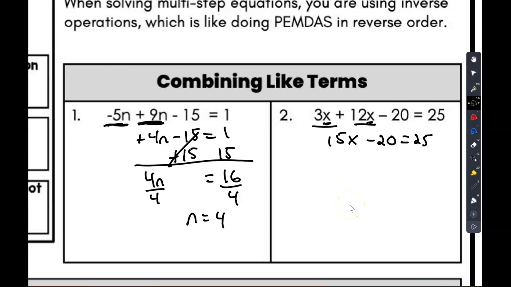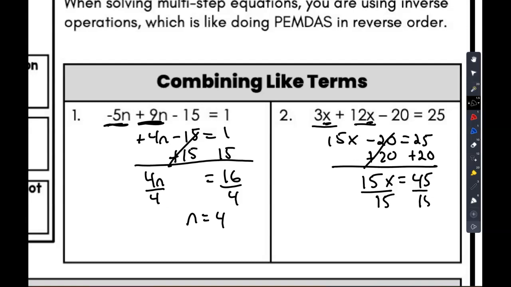Now it's just a regular two-step equation. We're going to add 20 on both sides. These 20s cancel out. I got 15x is equal to 25 plus 20, which is 45. And now I'm going to divide the coefficient. Divide by 15. And x is equal to 3. If you ever need to double check your answer, you can always plug it back in, type it in the calculator, and see if you get it right.